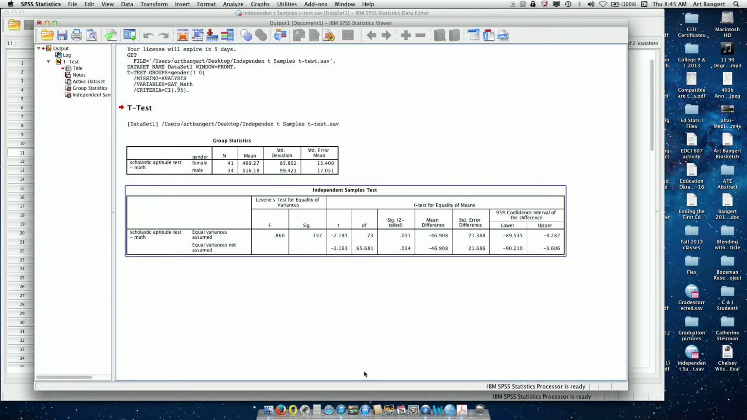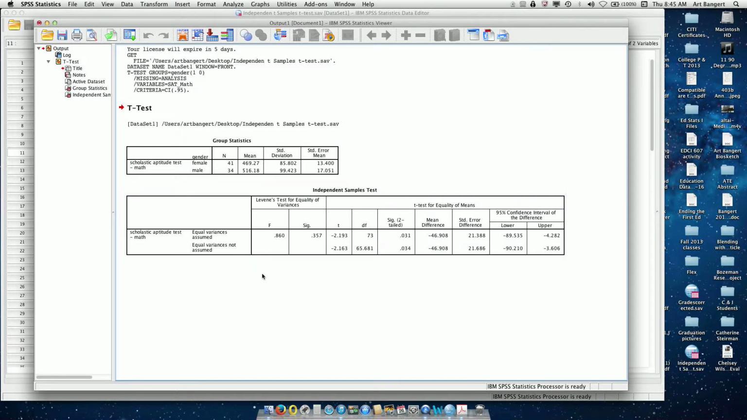And you can see the output. For our descriptive statistics, we have 41 females, 34 males. The female mean is 469.27. The male mean is 516.18. We also have the standard deviations and the standard error.